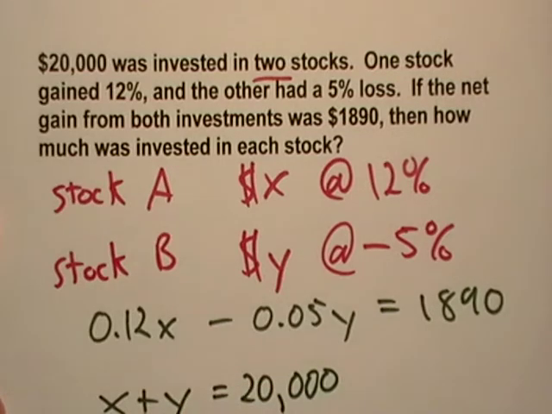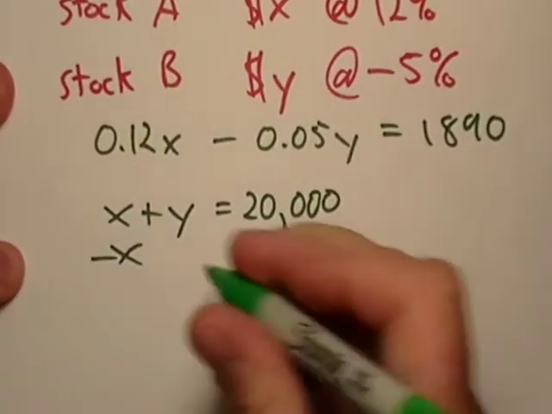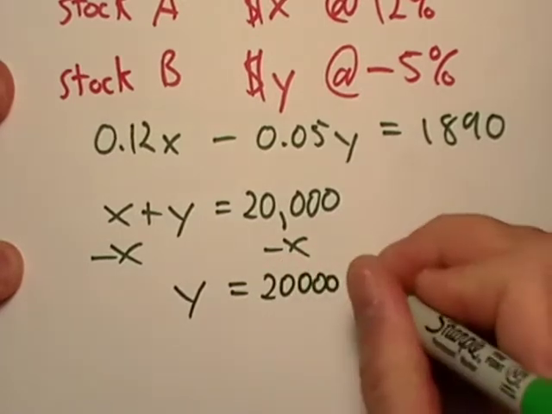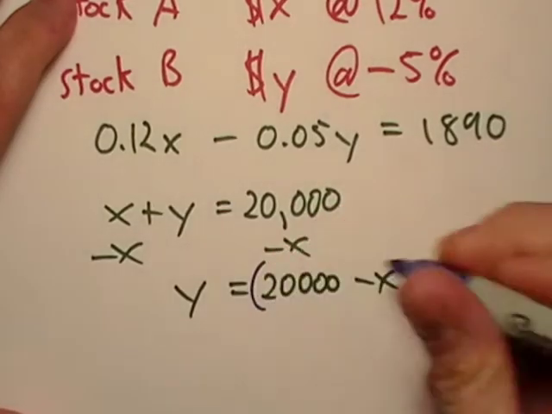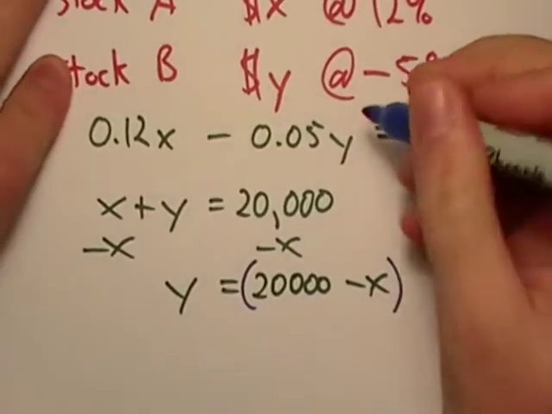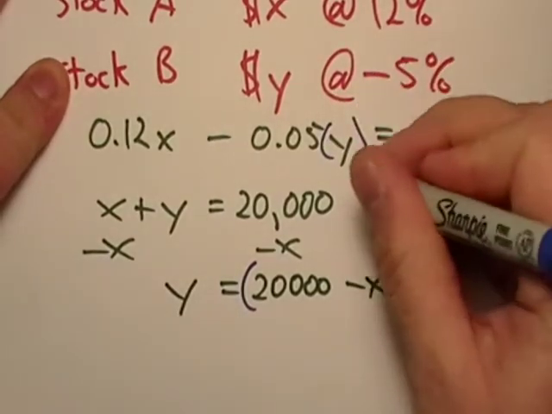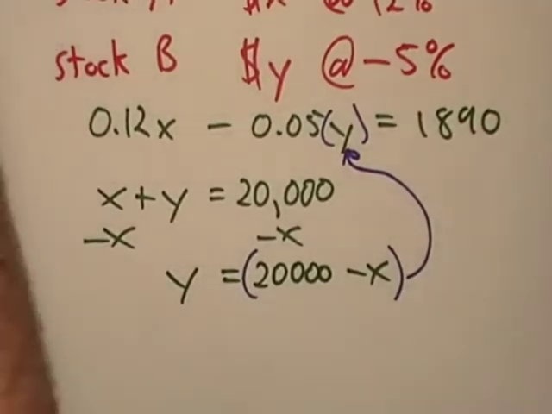It doesn't matter which one, we're going to eliminate one of these variables, just like we have before. So that leaves us with Y equal to 20,000 minus X. That's what Y is. And since I've got a Y up here, we're just going to plug it in.